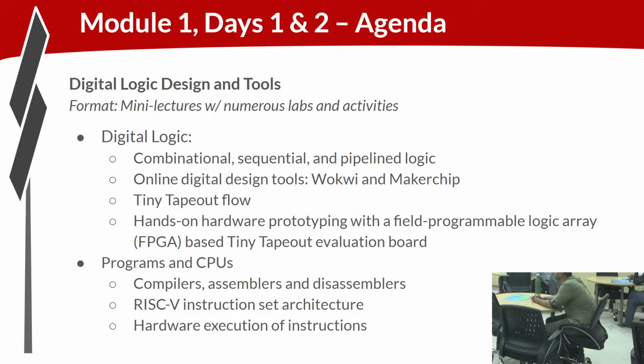After digital logic, we'll talk about the nature of CPUs and programs, compilers, assemblers, disassemblers. We'll talk about RISC-V and why that's gaining so much attention recently. And talk about its instruction set architecture, which defines the ecosystem for using RISC-V based programs. And we'll talk about the nature of hardware execution of instructions. So this programs and CPUs portion is going to give us a complete view from writing a high-level program down to how the hardware executes that program.